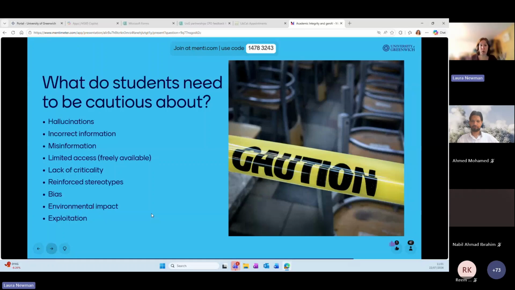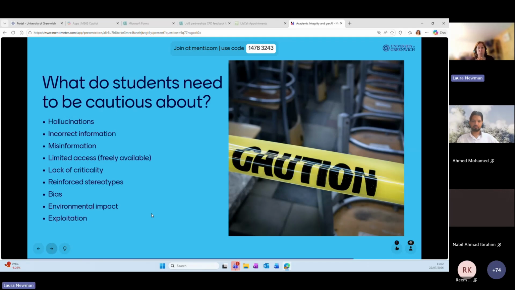And therefore, what students need to be cautious about, well, what we all need to be cautious about, really, but obviously we as grown-ups hopefully know this already, is, like we said, the hallucinations, where it makes things up. Incorrect information, where it's taken some bits of information from somewhere online that someone has put up as their opinion, but it's not actually fact. Misinformation, where people have deliberately put up things that are untrue, but the GenAI doesn't know that, so it presents them as being correct.